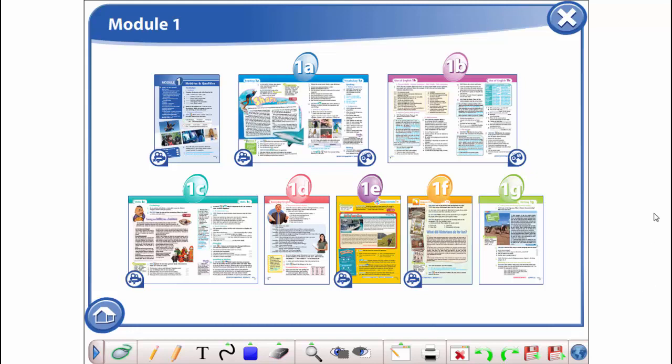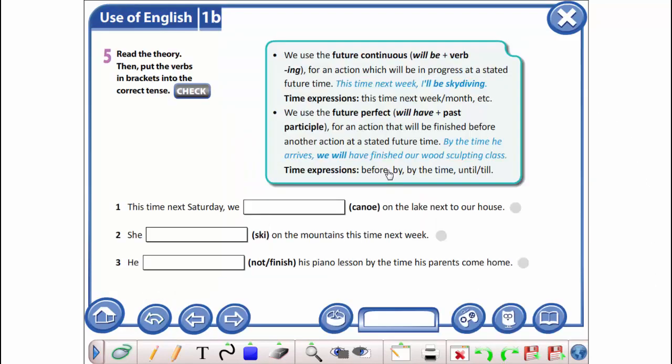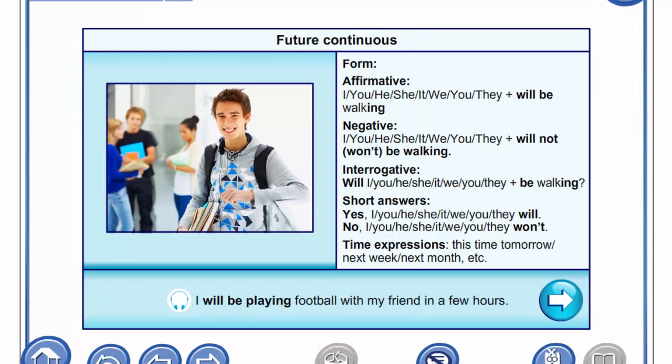Today we will start our lesson with grammar. Let's remember future continuous and future perfect. Listen to the rules and look at the examples.